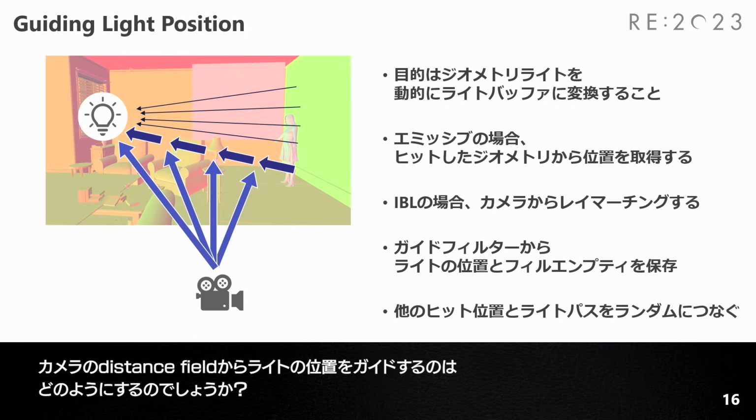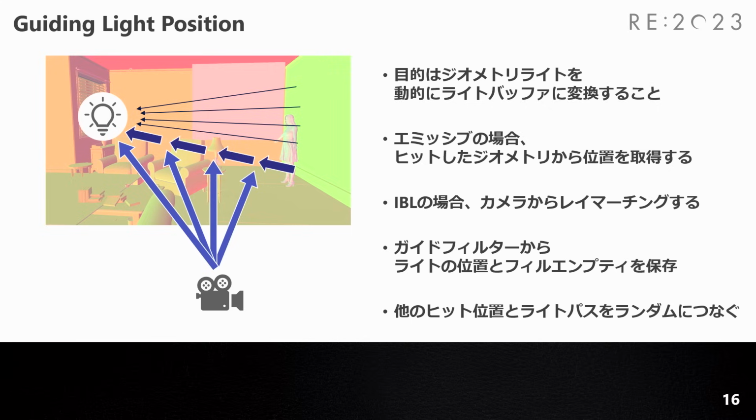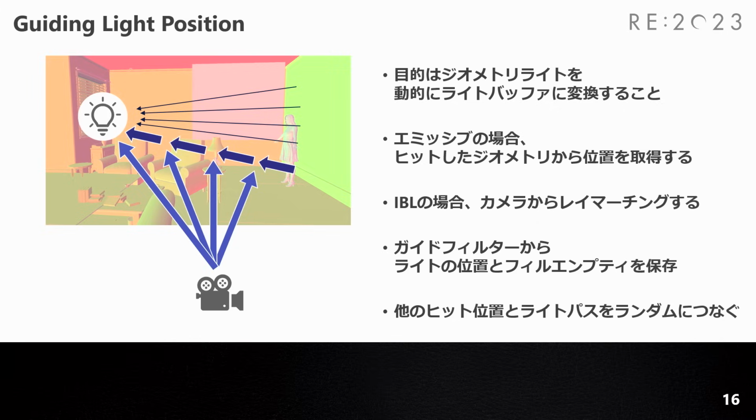How about guiding light position from the camera distance field? If emissive, image-based light's position is saved to buffers like punctual light, you just need to do what next event estimation did to connect the path and the short visibility rays. If the hit geometry is emissive, it's simple. You can get the position from the geometry. If IBL is hit, you need to take the nearest distance to that focal point.